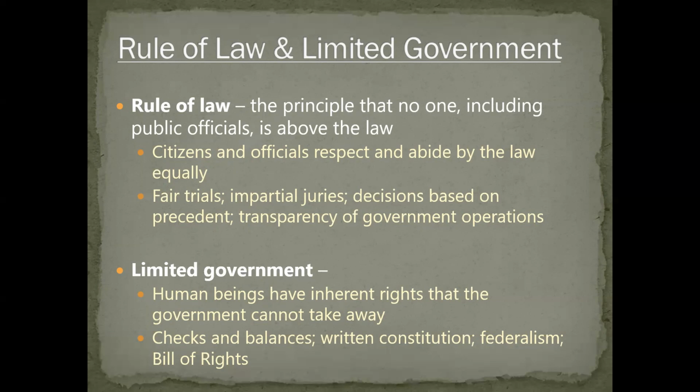Number 5 is limited government. This idea that as human beings, we have inherent rights, natural rights of man, that the government cannot take away. And these are protected through checks and balances. We have a written constitution. We have the concept of federalism, states having power, the federal government having power. And of course, we have the civil liberties that are provided to us in the Bill of Rights, protections from the federal government. So again, that's individualism, equality of opportunity, free enterprise, rule of law, limited government that help make up American political culture.